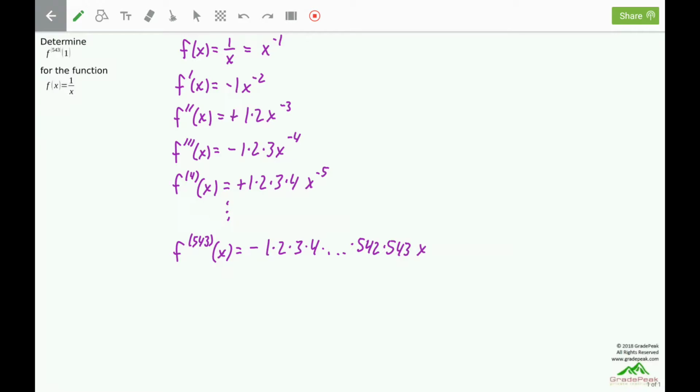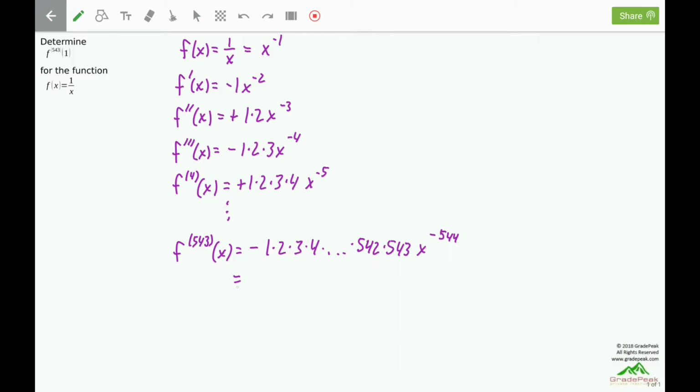And then we have an x raised to an exponent. Notice the exponent for the first derivative is negative 2, second derivative negative 3, third derivative negative 4, fourth derivative negative 5. They're all negative, and it's one more than the order of the derivative. So we'll have a negative exponent here. Since we're doing the 543rd derivative, we should have a 544 power.